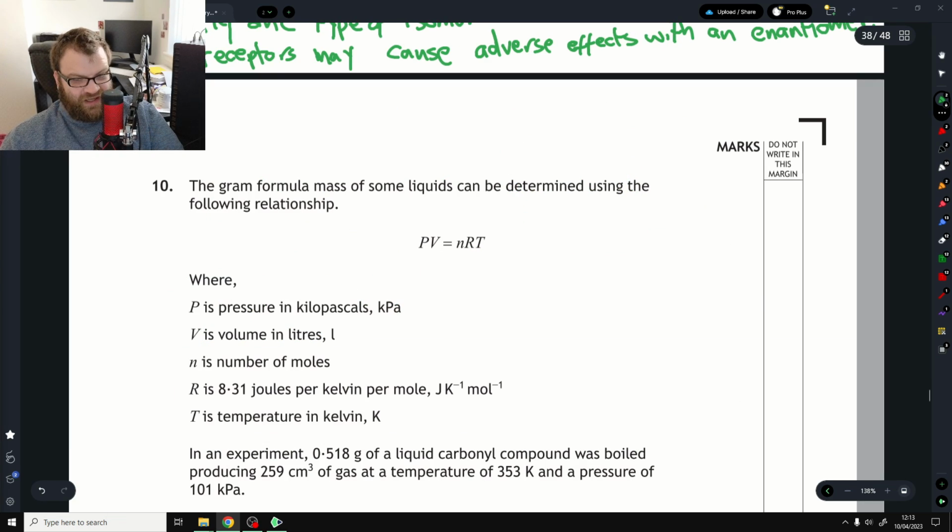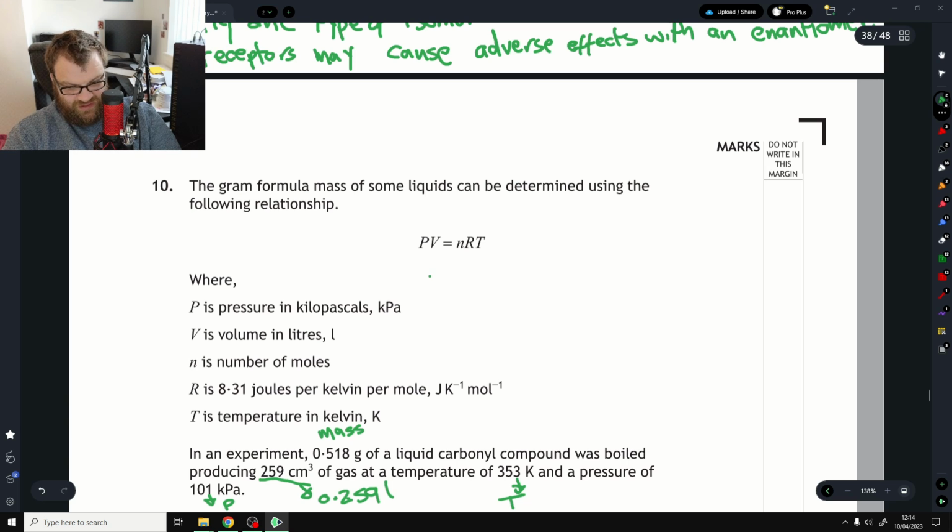Okay, here we're using a relationship that they give us, PV equals nRT. They tell us what all the different things are. Let's see what we are told then. So first thing, we have a mass, which we are not dealing with yet. Next thing, boiled to produce a certain volume of gas. That is in centimeters cubed. That's going to be our V. So we are told that that would be then 0.259 litres for that. We are told our temperature. And we're told our pressure.